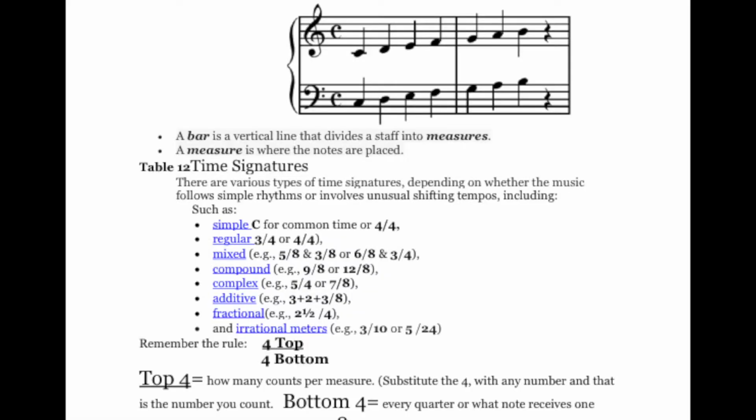It could go 5/4. What's 5/4? 1, 2, 3, 4, 5. Now, that can be divided in 2, 2, and 1. 1, 2, 1, 2, 1. Or it could be 3, 1, 2, 3, 1, 2, 1. Different ways is the feeling of the music.